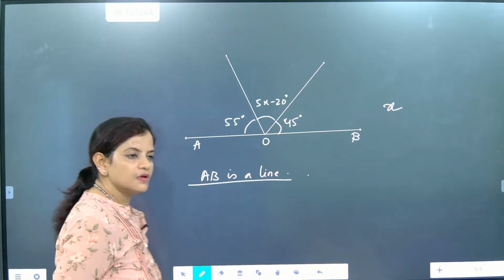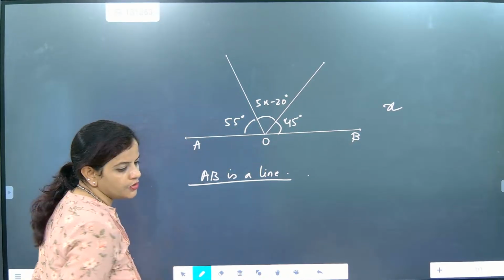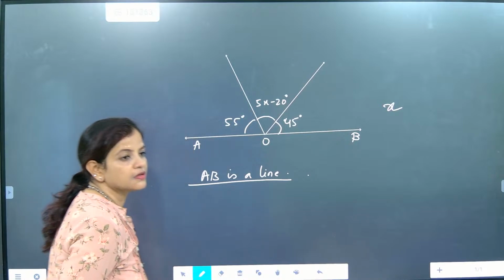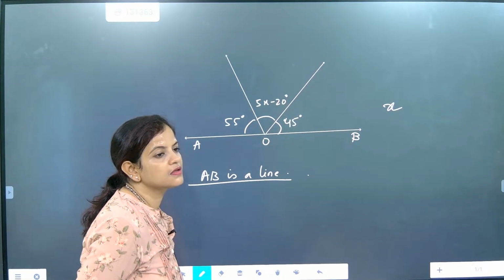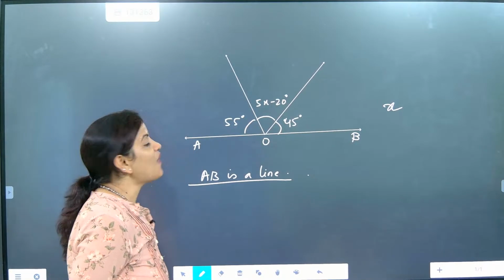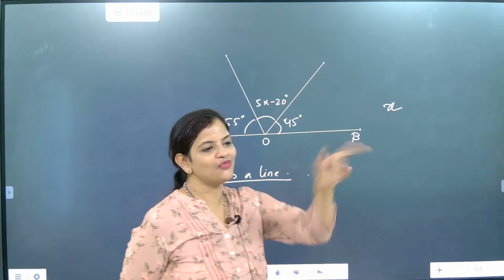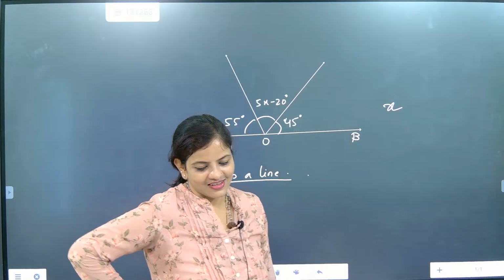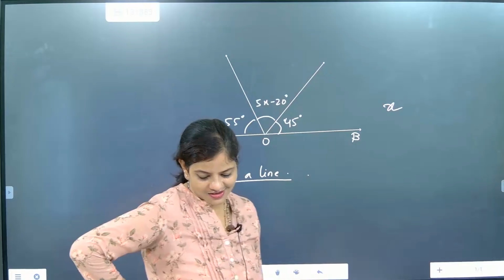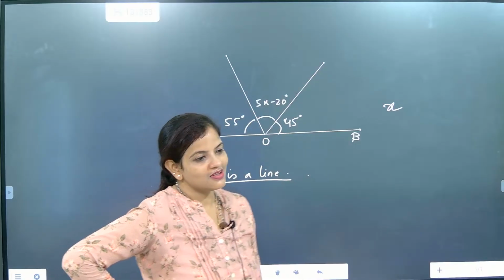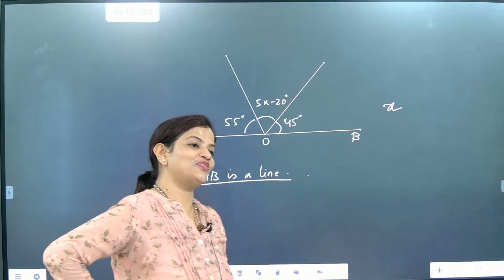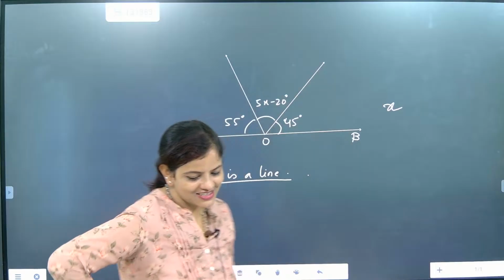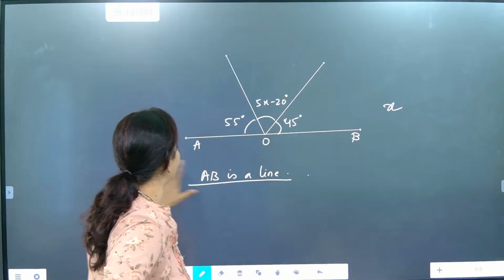Come on, beta. AB is a line. Solve it, please. Minus 15? Huh? Minus 15. Wah, sir, wah. I will kick you from here. Seriously. Nobody is going to laugh. Minus 50. How is minus 50 coming?